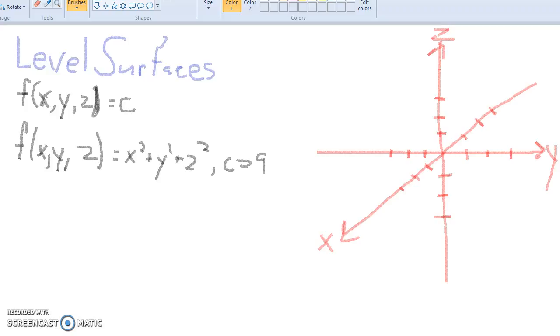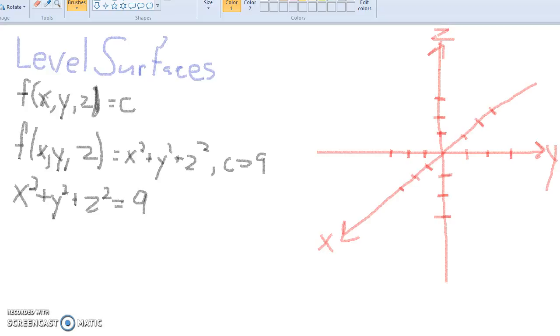So, how do we go about solving this level surface equation? Well, as shown above, right here, f of x, y, z equals c. Well, down here, we have the f of x, y, z, which is x squared plus y squared plus z squared. So right off the bat, we can then set that equation equal to c. So x squared plus y squared plus z squared equals 9. Now, looking at this equation right off the bat, these level surfaces are going to be spheres.